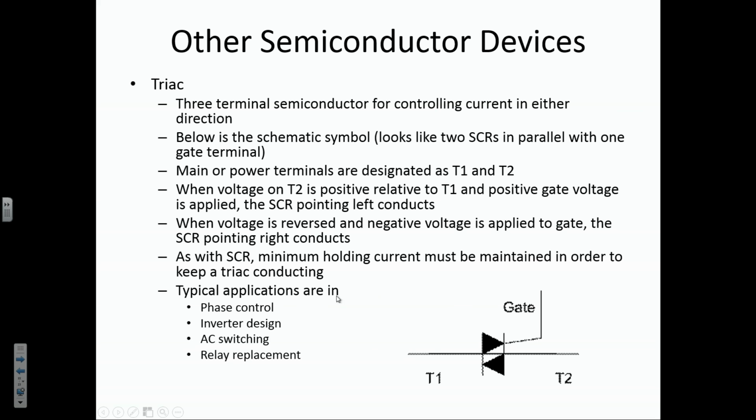Some of the applications of these are in phase control, inverter design, AC switching, relay replacement. You're trying to put something in instead of a relay. These can work because they will allow current to flow in one direction and then the other. Good job of switching.